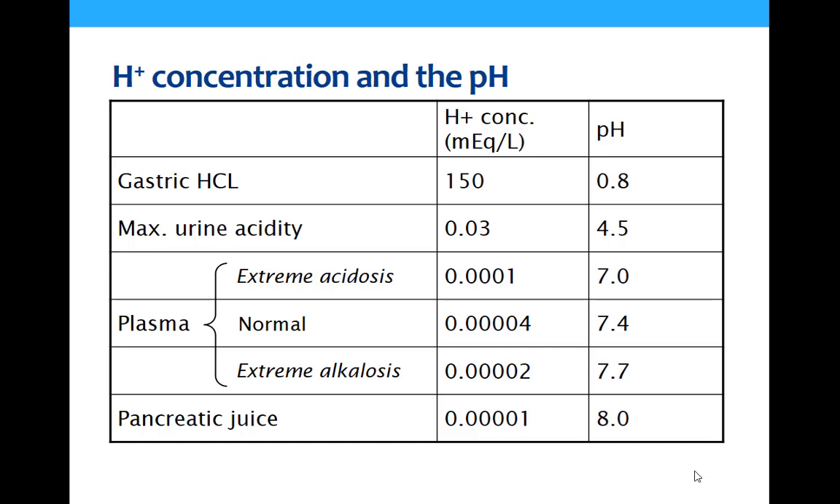Anything below 7.35 will be acidosis. Anything above 7.45 will be alkalosis. So this is extreme acidosis, and this is extreme alkalosis. Beyond this, life won't be possible. Pancreatic juice is slightly alkaline, so the pH is higher, around 8. And urine is usually acidic because there are a lot of acids which are excreted in the urine.